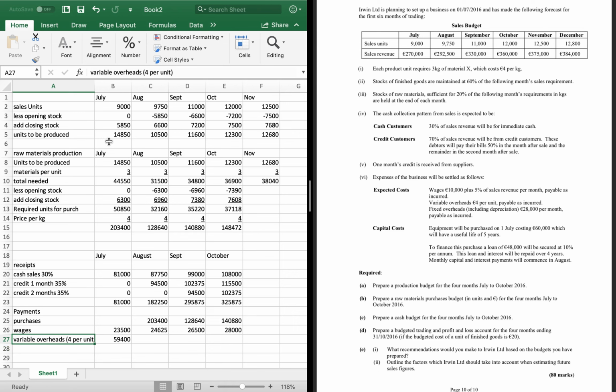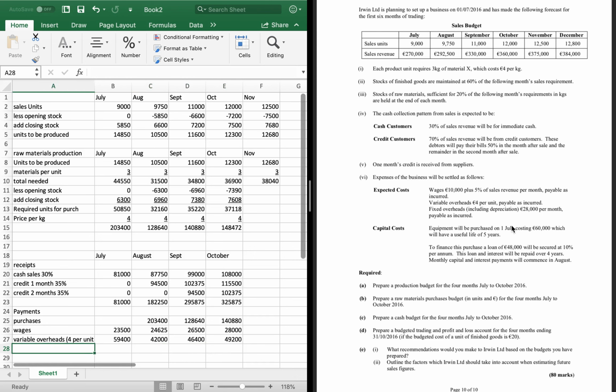It's your units to be produced multiplied by 4, because this is the amount you're making, therefore if your variable overhead is per unit, it's going to be by the amount you pay, which is different to the cash budgets, where the variable overhead is based on your sales units. In these ones here, it's based on the units you make. So the next one is 10,500 by 4, then 11,600 by 4, and 12,300 by 4. Okay.